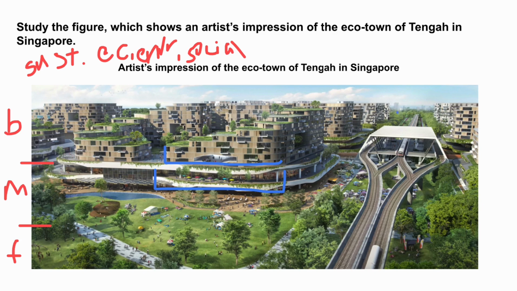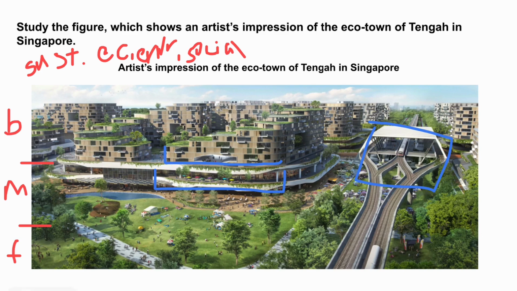So another thing is you realize there is a transport system here. So this is in the background, the MRT station. The presence of transport modes near to residential areas cuts down on the amount of time and money needed to travel. So this contributes to individual economic sustainability because you're reducing your cost of travel.